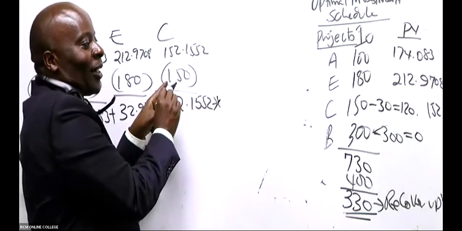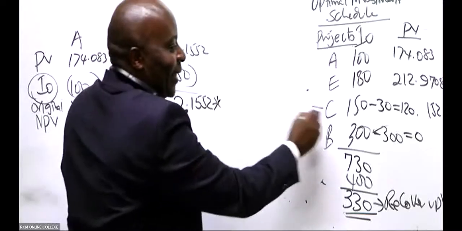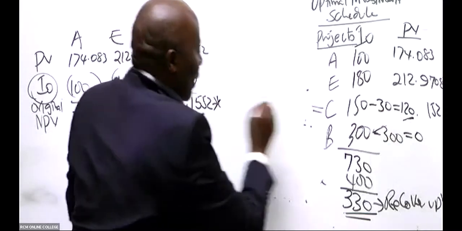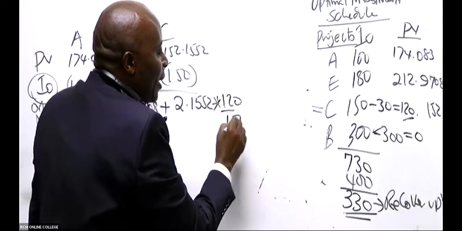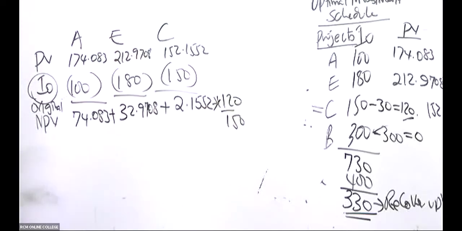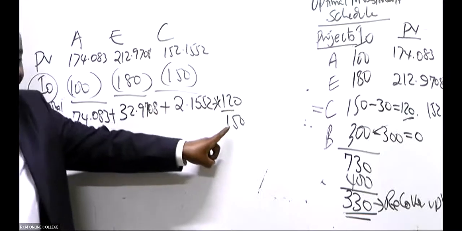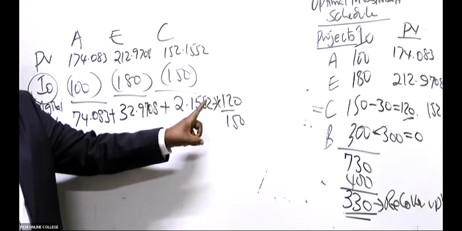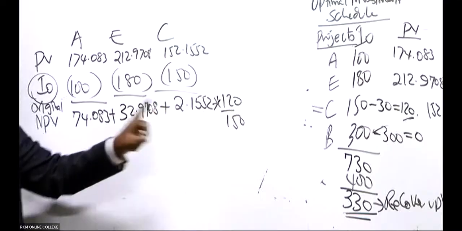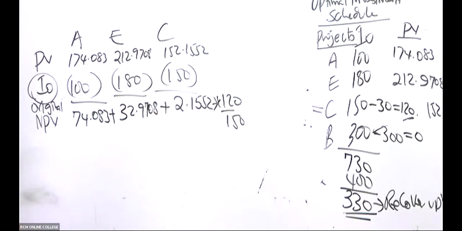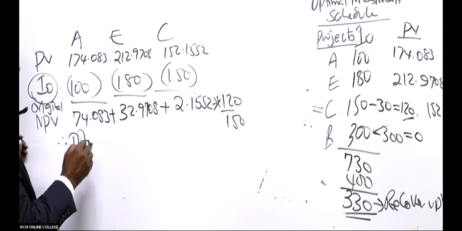To invest how much in C? If you remember, we recovered 30. So times 120 over 150. So this one here has to be prorated because you never invested everything. Yeah, the project is divisible. The project is divisible. So in this case here, therefore, the total NPV, because we'll be asked to give the total NPV.